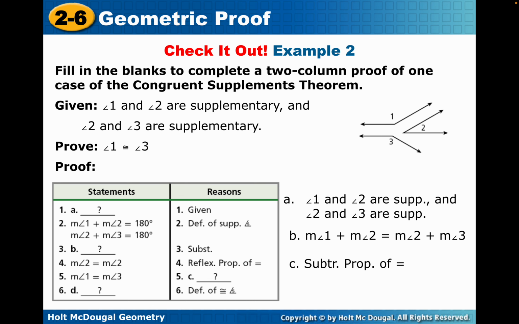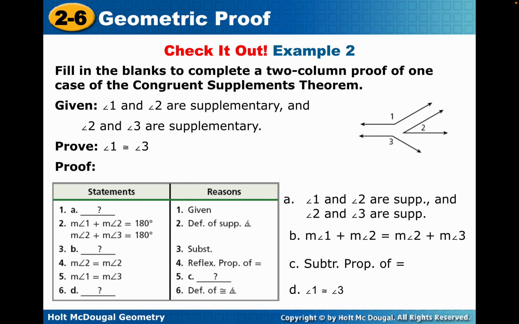We have to figure out the last statement right here. Here's the nice thing. We should automatically already know the first statement and the first reason, because how do we automatically know those? Because they're given. We will also always know the last statement, because the last statement is what you are proving. Since it tells us to prove that angle 1 is congruent to angle 3, that is going to be our last statement.